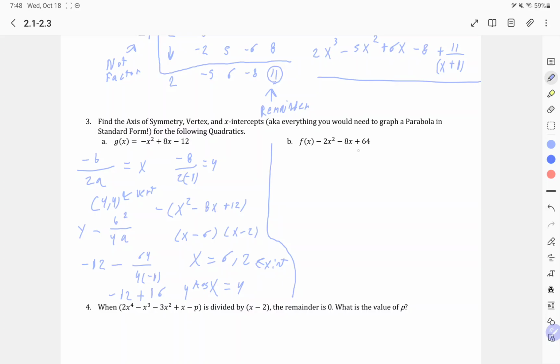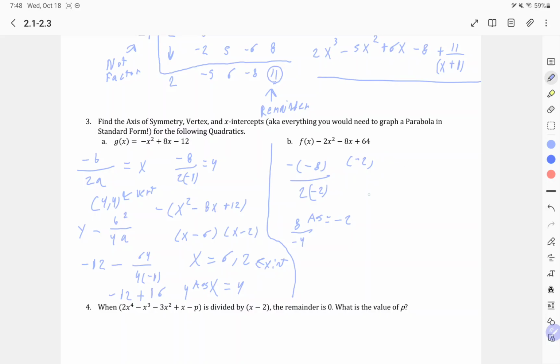All right, let's identify the variables. So we have a negative, and then we have a negative 8 over 2a, so 2. So this would just be positive 8 over negative 4. And positive 8 over negative 4, you already know, is negative 2. So our axis of symmetry is -2. So AOS, and it's also the first x value of our vertex.